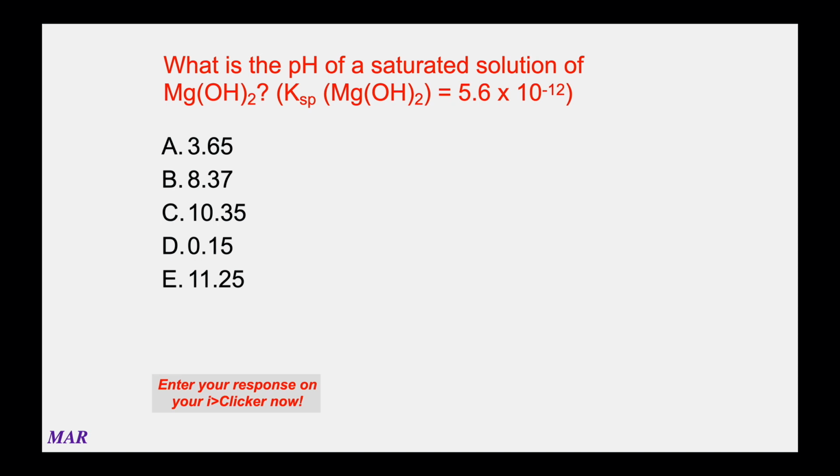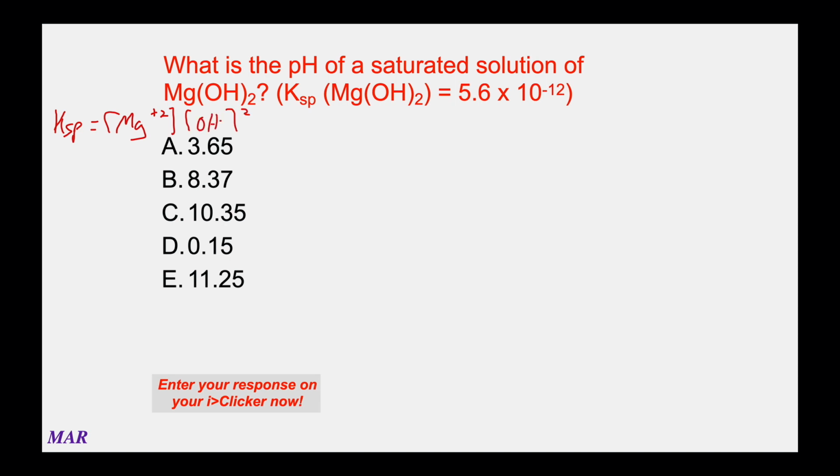Hey, let's do it. Knowing Ksp and the form of the Ksp expression can be really helpful for a problem like this. So Ksp, which is defined by the magnesium hydroxide solid as the reactant, going to magnesium ions and hydroxides as products, you would write here that Ksp equals magnesium ion times hydroxide ion squared, okay?